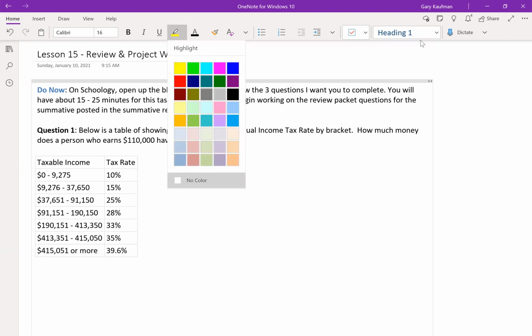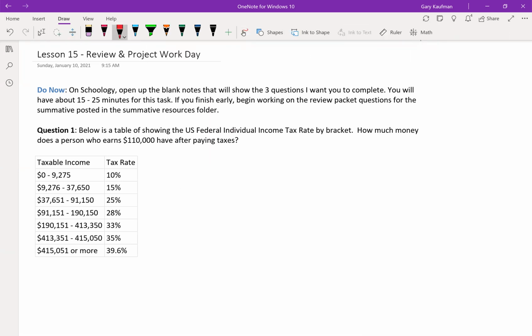So what you are going to do is in Schoology, you are going to open up these blank notes. It's in the lesson 15 folder. You will have about 15 to 20 minutes to complete this task. If you finish early, begin the review packet. There's 4 questions. It's in the summative resources folder.